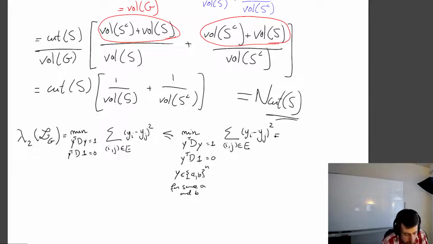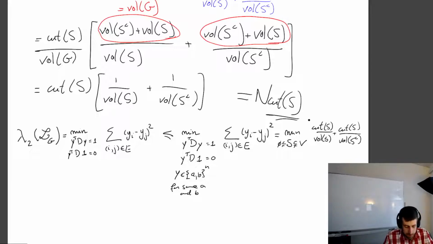This is equal to the minimum over S of the cut of S over volume of S plus cut of S over volume of the complement. This is really the important part, it's really all here. Okay, so this is the proof of the theorem.